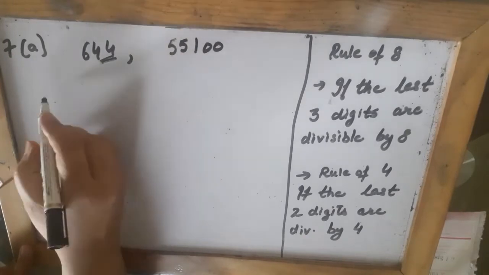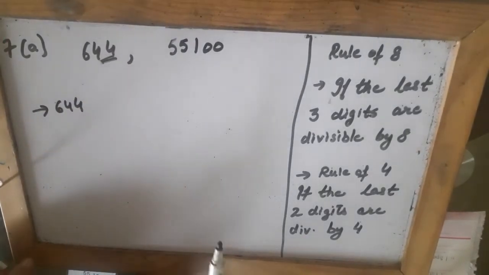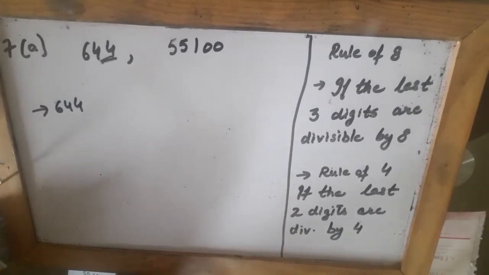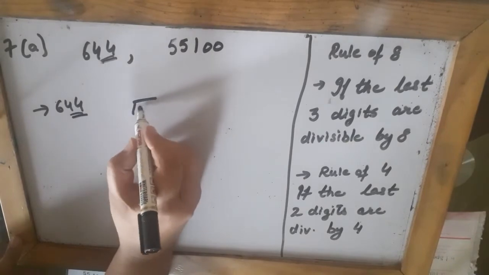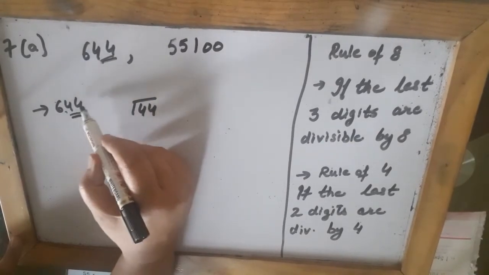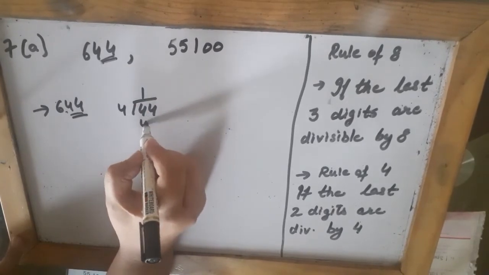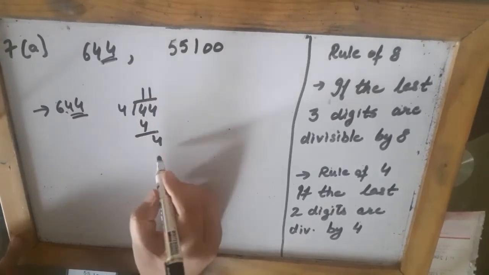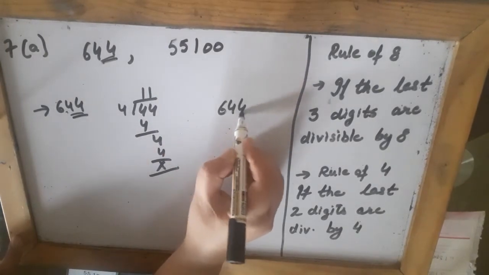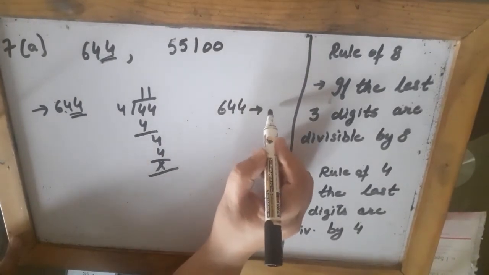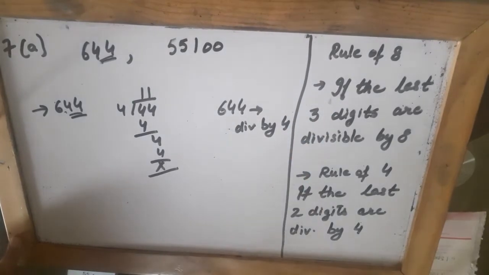Look at this. I will take 644. First of all, I will check with 4. What is the divisibility test of 4? I have to divide the last two digits. The number formed by the last two digits is 44, and I check whether it's divisible by 4. Yes, 4 elevens are 44. So this 644 is divisible by 4.